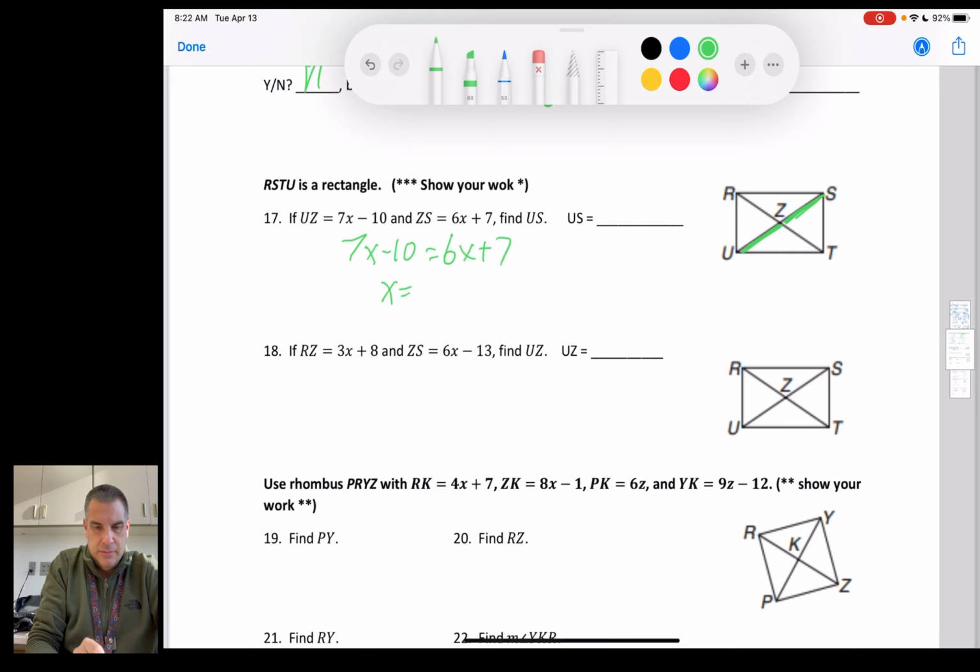You get x is equal to 17. It's not what it wants. It wants the length of the whole thing. So we substitute it in there. So 7 times 17 minus 10. That makes this 109, which also makes this 109. So add that together and you get 218.